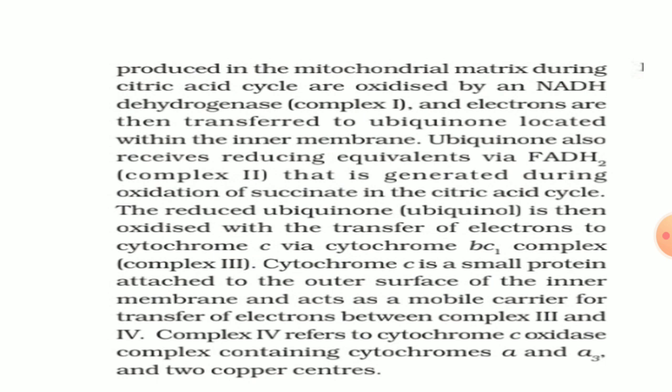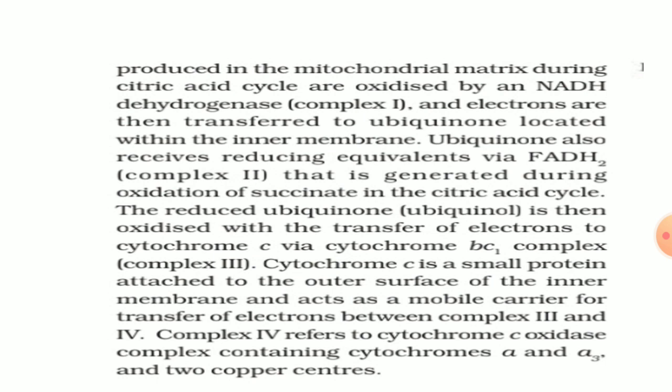You know that alpha ketoglutaric acid is converted into succinic acid during that time. So succinic acid undergoes oxidation, then only FADH2 is formed. Then the reduced ubiquinone is oxidized with the transfer of electrons to cytochrome C through the cytochrome BC1 complex. It is known as complex 3.